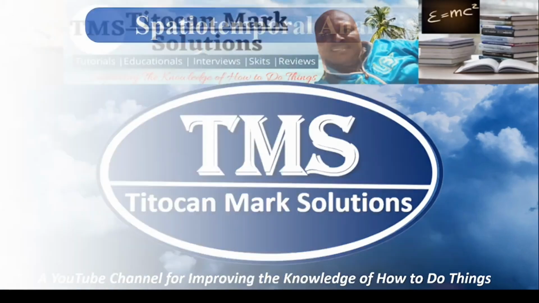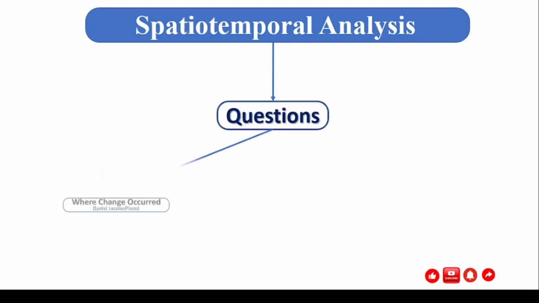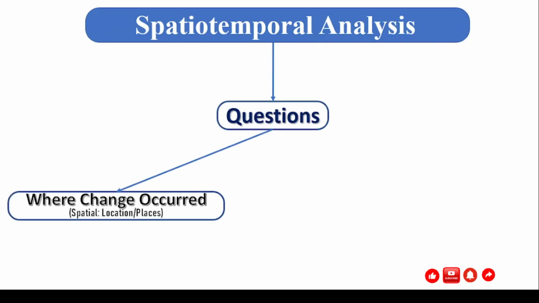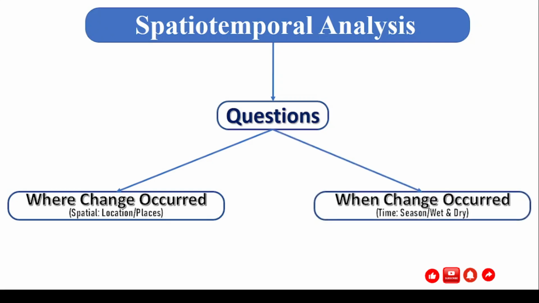When we talk about spatiotemporal analysis, we are simply asking two major questions. 1. Where did the change happen? That is the location. And 2. When did it happen? That is the time period, which in this case is the seasons. To answer these questions correctly, your data must be arranged in a way that clearly links each measurement to both a location and a time period.